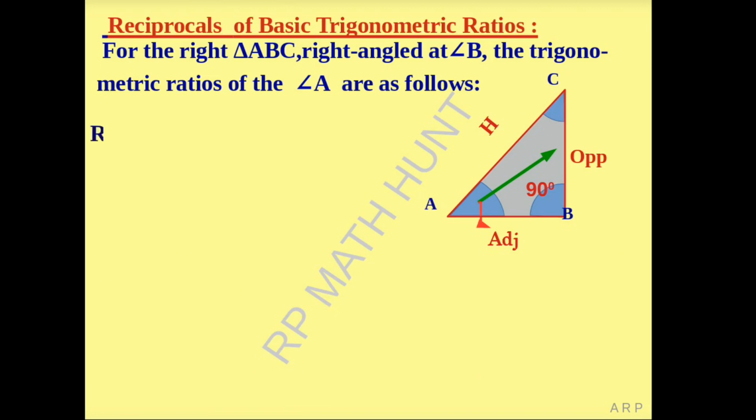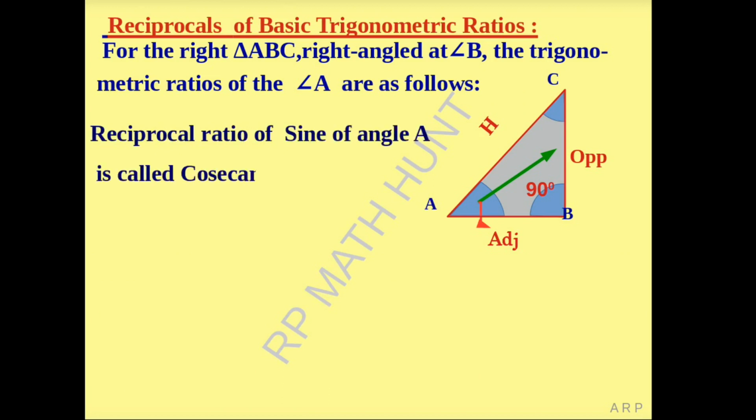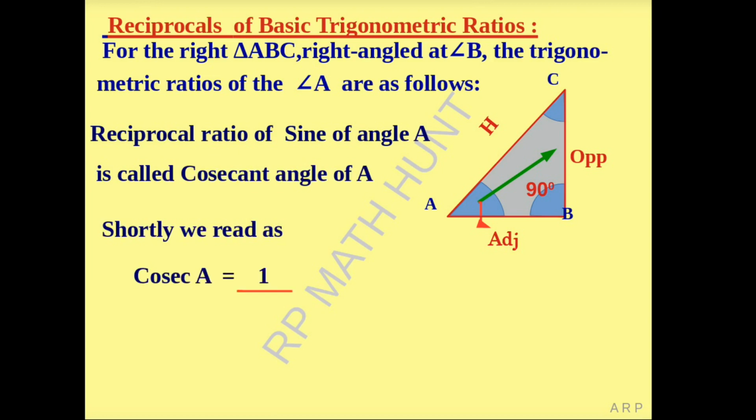The reciprocal ratio of sine of angle A is called cosecant of angle A. Shortly, we read it as cosec A is equal to 1 by sin A. That is, cosec A is equal to hypotenuse by opposite side, which is equal to AC by BC.